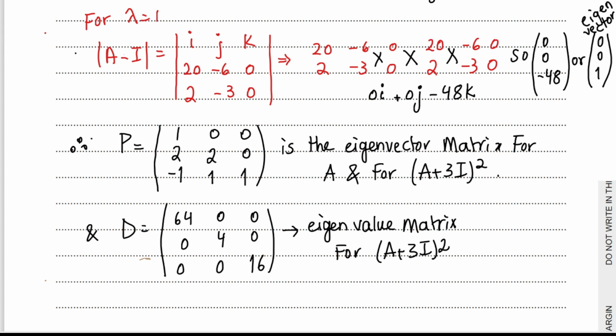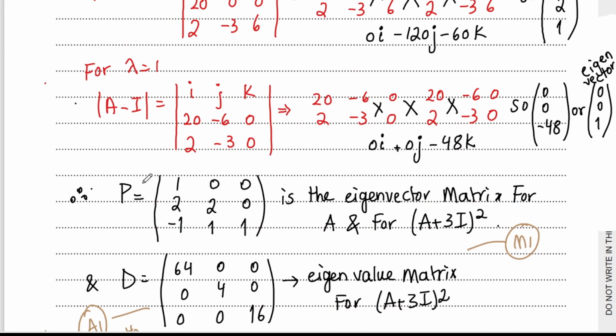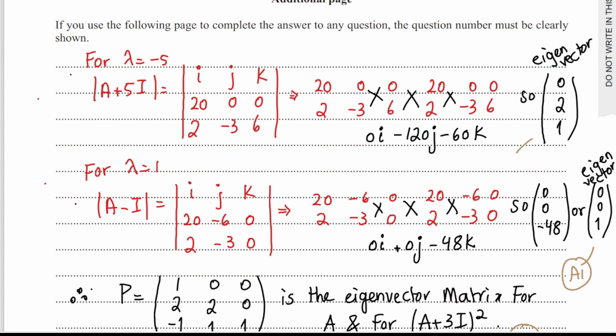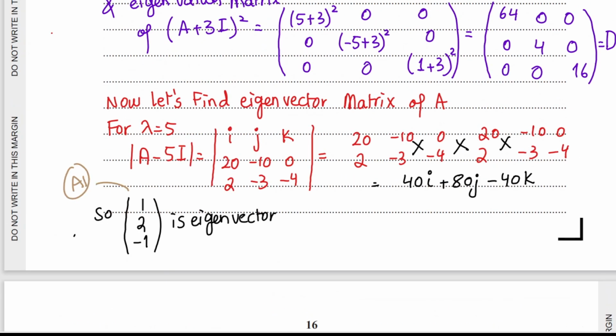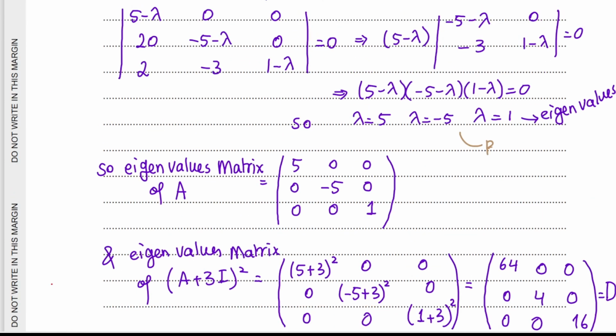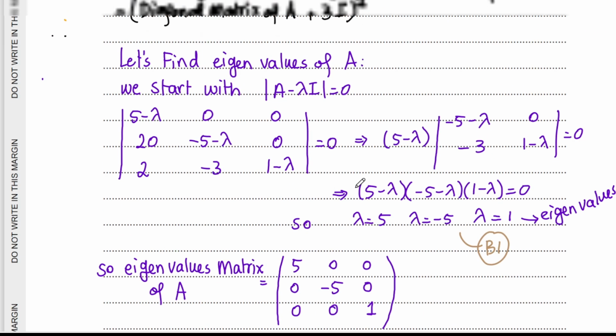Now let's distribute the marks. There's an accuracy mark for both matrices P and D. There's a method mark to find the diagonal matrix. There's an accuracy mark for the third eigenvector. There's an accuracy mark for the second eigenvector. There's an accuracy mark for the first eigenvector. And there's a method mark to find one of the eigenvectors. And there's a basic mark to find the eigenvalues.